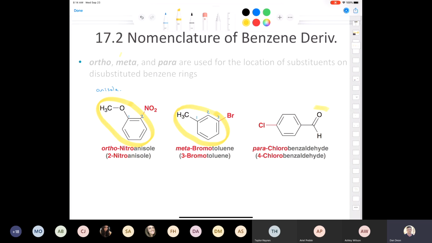The next one, we have our benzaldehyde shown right here. And you can call this parachlorobenzaldehyde, or you could call it what? 1, 2, 3, 4. You could call it 4-chlorobenzaldehyde. Either one would be perfectly acceptable.